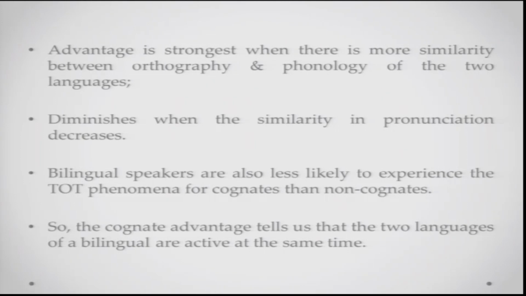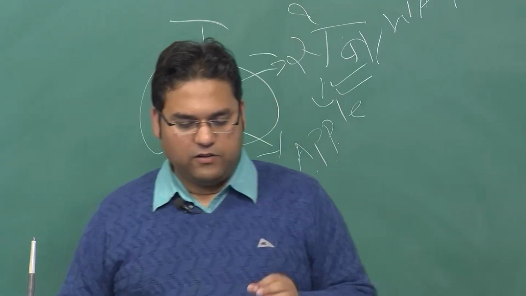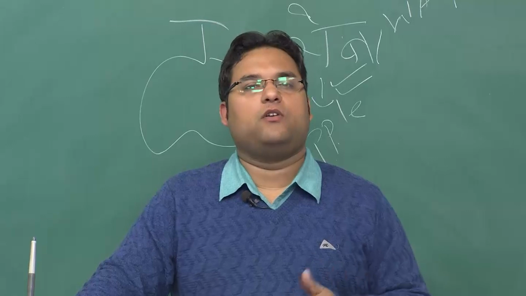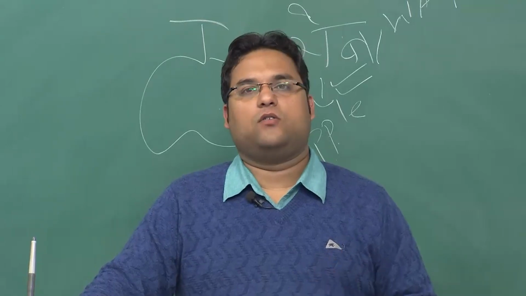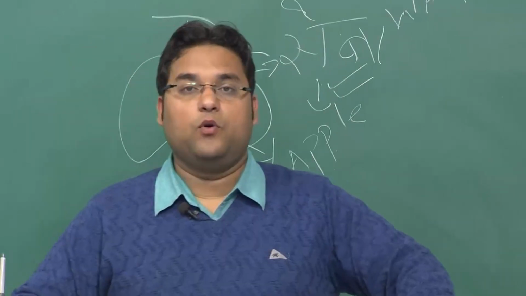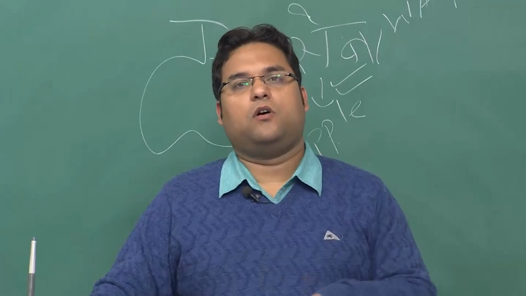Suppose there is a very different pronunciation of that word in a different language. Then what will happen is, because of the pronunciation, you will already get the clue that this is from my L1 or this is from my L2, and then the advantage of multiple activation will not be there. So, bilingual speakers are also less likely to experience the tip of the tongue phenomenon for cognates than for non-cognates. Also, the cognate advantage tells us that both the languages of the bilingual are active at the same time, and almost all the time.